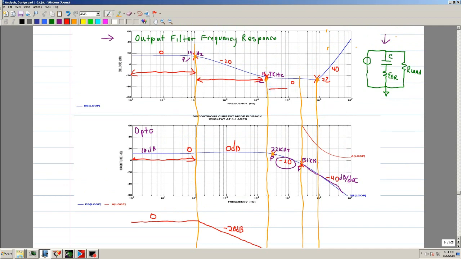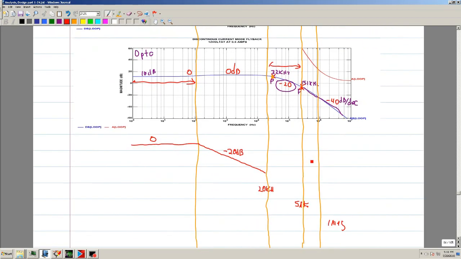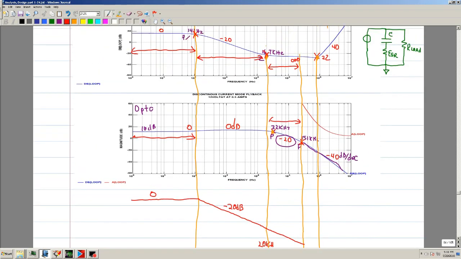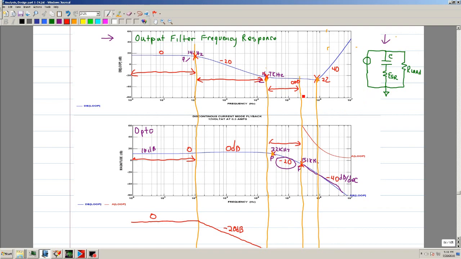Okay, so now we go to the next interval. Since this is 16.7 and 32, they're really close to each other, so we're just going to go ahead and neglect this one, or just say that they're the same. So we're going to add this interval, and we say that this is 0 dB, and this is negative 20. So 0 plus negative 20 is negative 20. Okay, so we got there.